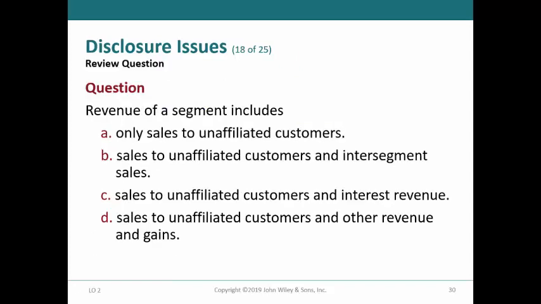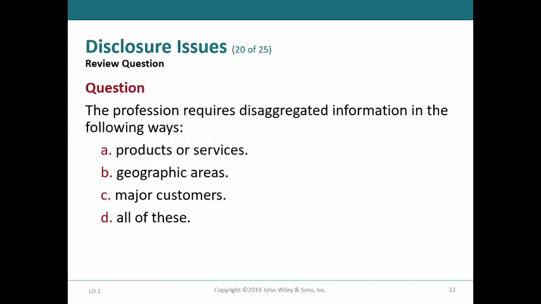To test your understanding of segment reporting, see if you can answer this question. The correct answer is that the revenue of a segment includes sales to unaffiliated customers and inter-segment sales. Another question for segment reporting. The profession requires disaggregated information in all of the ways shown.